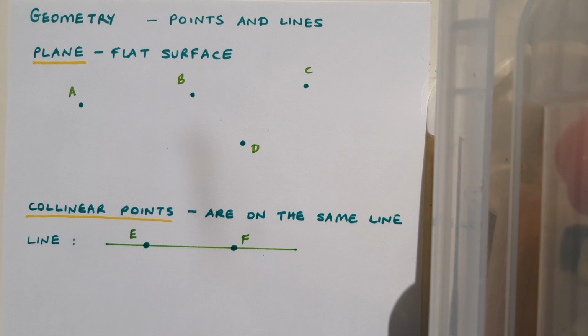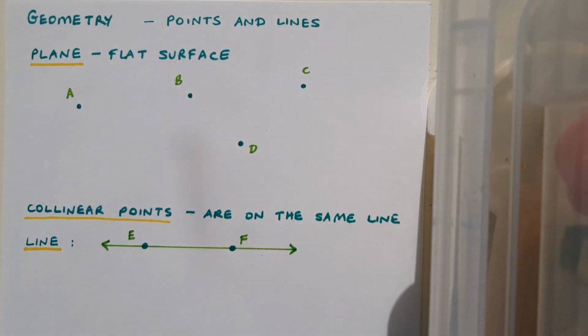To show that this line could keep going in both directions infinitely, I can put an arrow at each end. A line that keeps going forever in both directions is the official definition of the word line. But I might not always have a line that continues forever in both directions.